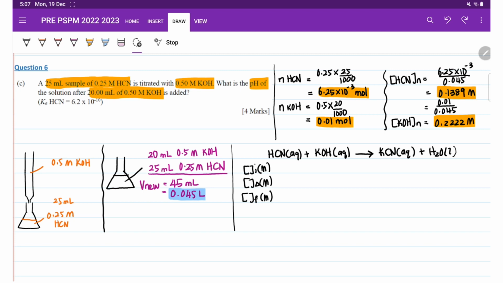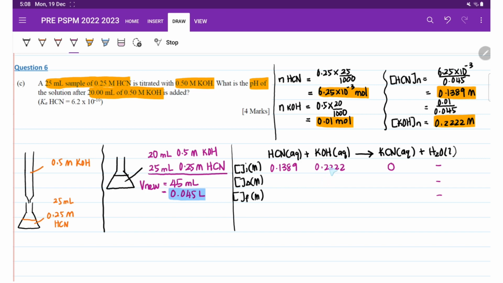So once we get the new concentration, then we will put it into our ICE table. So initial concentration of HCN is 0.1389, KOH 0.2222. For KCN, initial concentration is 0. H2O we just dash, because it is not involved in the calculation.